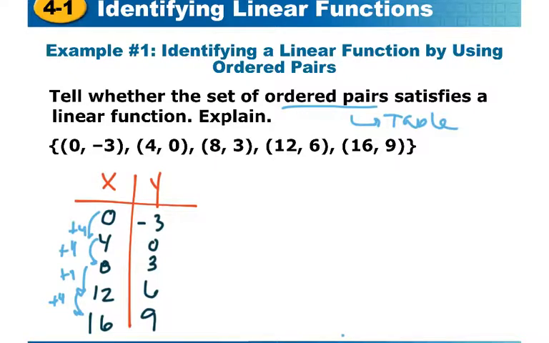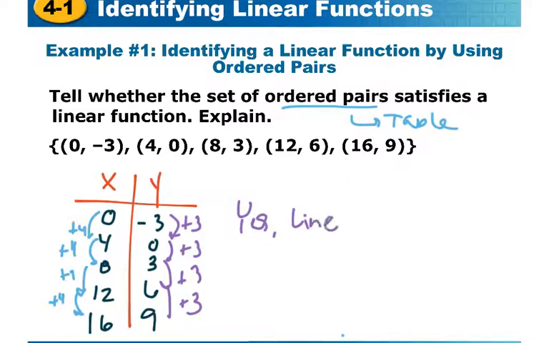So in our y column, we have -3 to 0, that's +3. 0 to 3, that is also +3. 3 to 6 and 6 to 9, all of those are +3 as well. So, does this satisfy a linear function? Yes, it's a linear function. And we can say x's and y's grow constantly.